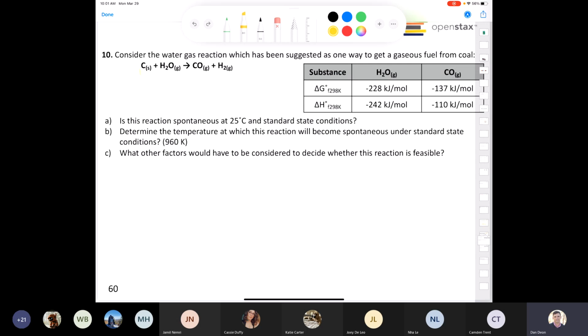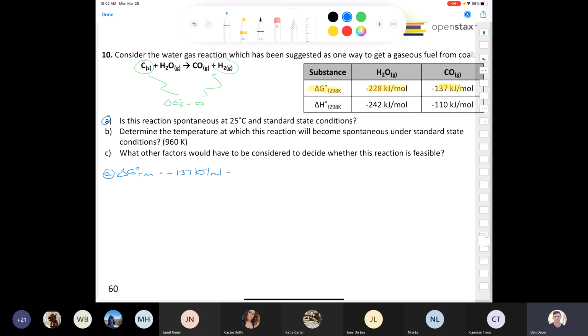Well, we've been given the delta G of formation for water and for carbon monoxide, and the delta G of formation for hydrogen and carbon in the solid phase. The delta G of formation for both of these would be 0 because they're in their standard state. And so if we want to calculate the delta G of the reaction at standard state, it's going to be negative 137 kilojoules per mole.